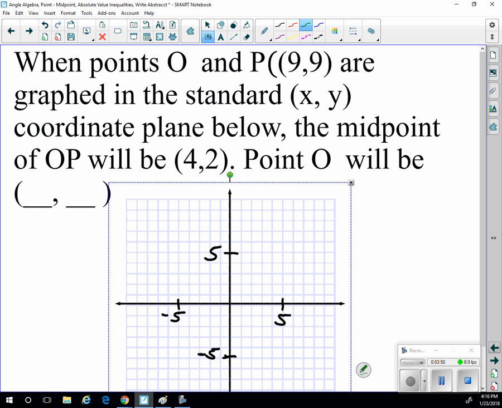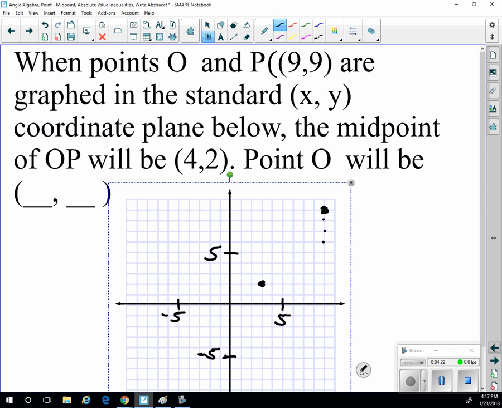When O and P, which is at 9, 9, are graphed in the standard XY coordinate plane below, the midpoint of OP will be 4, 2. So we know where P is. P is at 9, 9. And the midpoint will be at 4, 2. So there's the midpoint. So the other one's going to be that same distance away from the midpoint going down. We'll find out how much we go down.